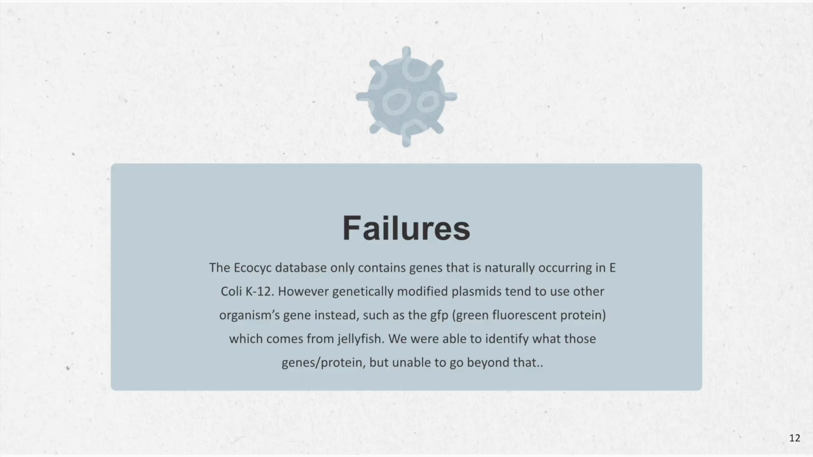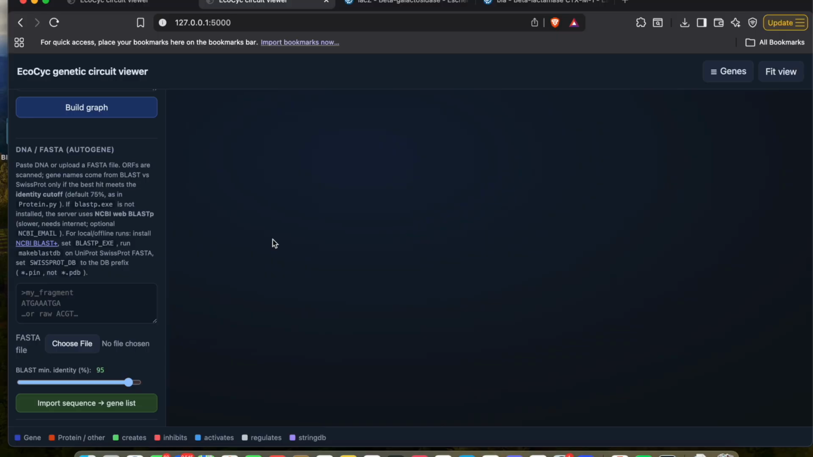And for failure, the EcoCyc database focuses exclusively on genes that occur naturally in E. coli K12. In contrast, genetically engineered plasmids often incorporate genes from other organisms, for example, the GFP gene derived from jellyfish. While we were able to successfully identify these inserted genes and their corresponding proteins, we were not able to further analyze or characterize them beyond that level.